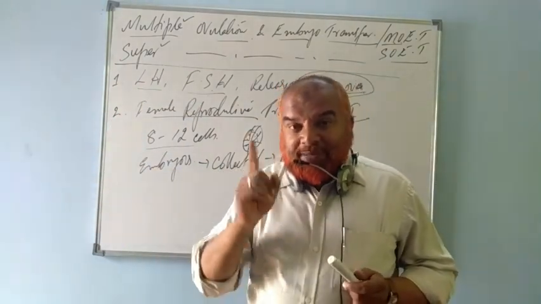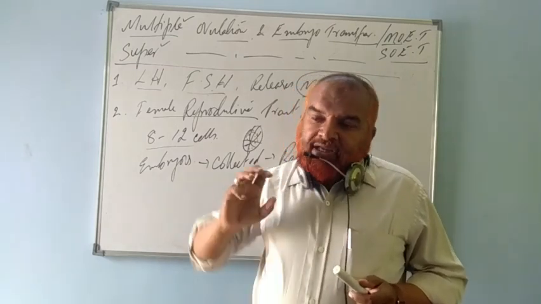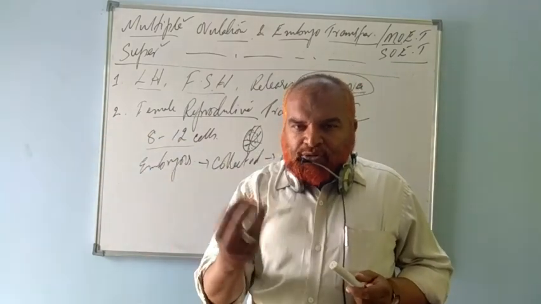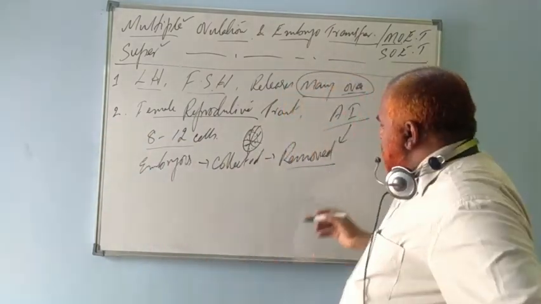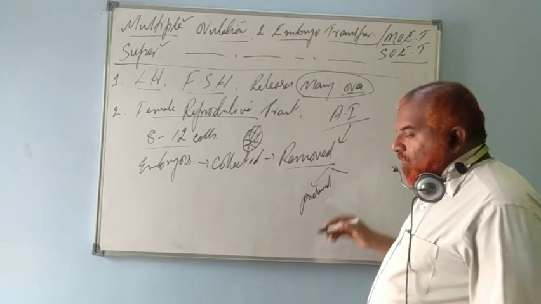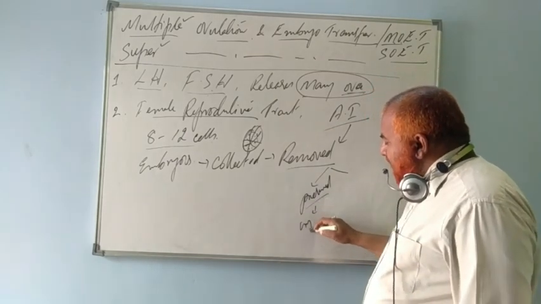Here the ovum is collected by a non-surgical method. No surgery is done, no cutting is done. Right? The hand is inserted into the cow, and those small embryos are collected. They can be preserved. Two methods are here. They can be preserved by what method? Yes, by what technique? Cryopreservation. These embryos can be preserved by cryopreservation.